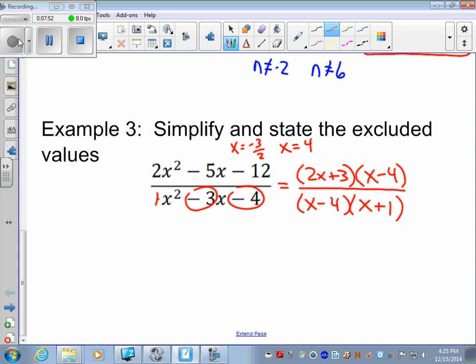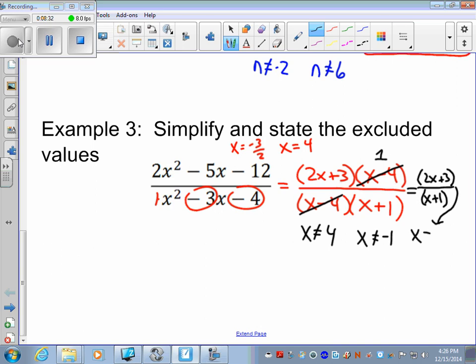After this, we state our excluded values. What makes the denominator 0? If x equaled 4, that would make the denominator 0. And if x equaled negative 1, that would make the denominator 0. So we cannot have that happen. Now we simplify numerator and denominator. X minus 4 is the same in both, so they cancel out. You get 2x plus 3 over x plus 1 with x cannot equal 4 and negative 1.